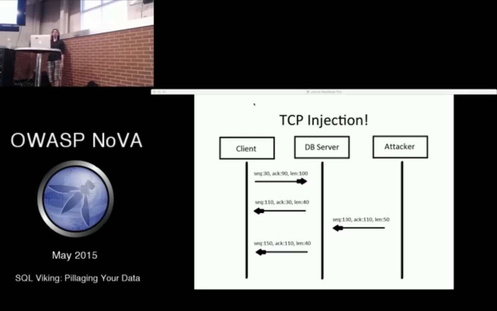packet on the wire and spoof the IP and MAC address to make it look like it came from the client, put a valid sequence and acknowledgement number on it, send it out to the database server. And the database server, as far as it knows, just got another request from the client. The database server processes the request and kicks out its response back to the client.